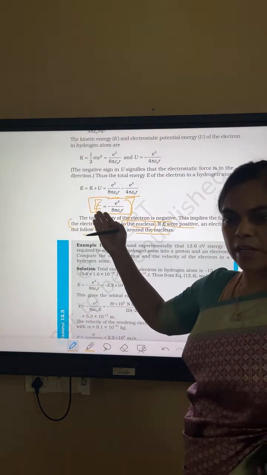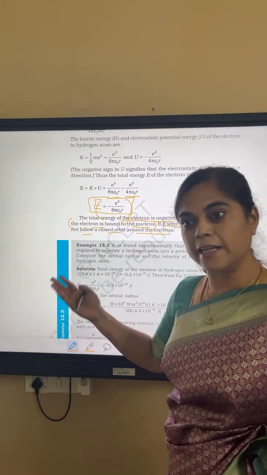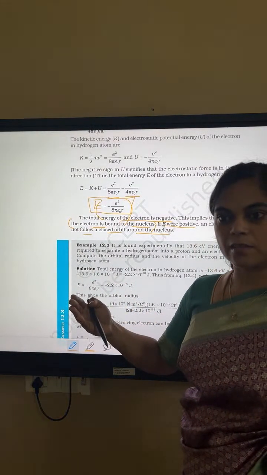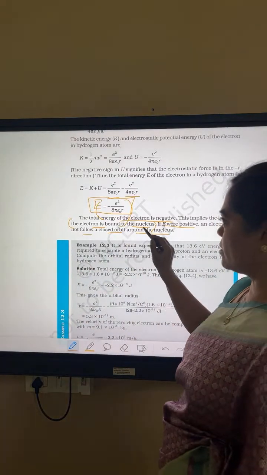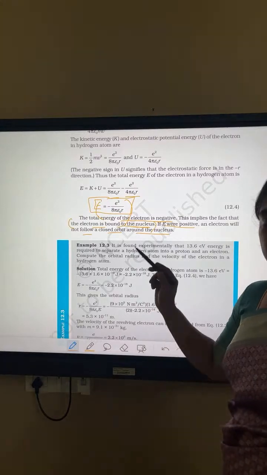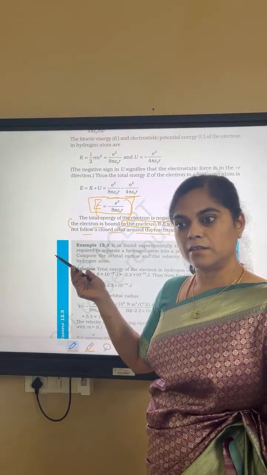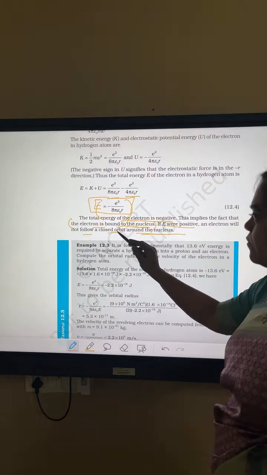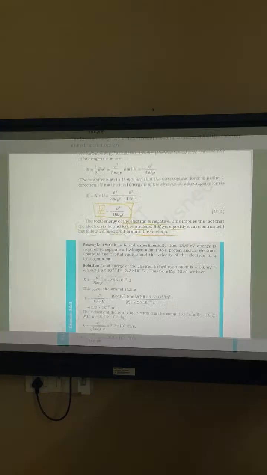If you are bringing them close together, work should be done against it because it is approaching the nucleus. It has its limit, right? The electron is bound to the nucleus, otherwise it might deviate from it. If the total energy is positive, the energy is very high, so the electron may deviate from it, or it does not follow a closed orbit around the nucleus. So make a note of this point. Then we'll move on to the next.